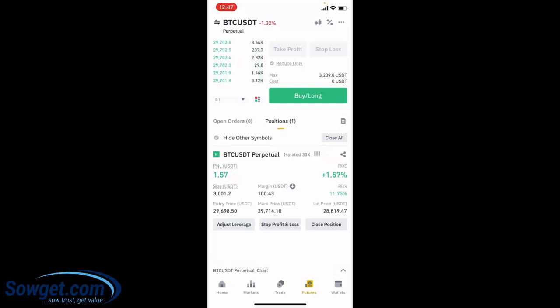And then the mark price is showing you the current price of Bitcoin. So Bitcoin has now moved up to 29,600 and something. And then the liquidation price is $28,819. Now again, that liquidation price means that if the price of Bitcoin goes down to this price, we are going to lose our money. That is just the meaning.